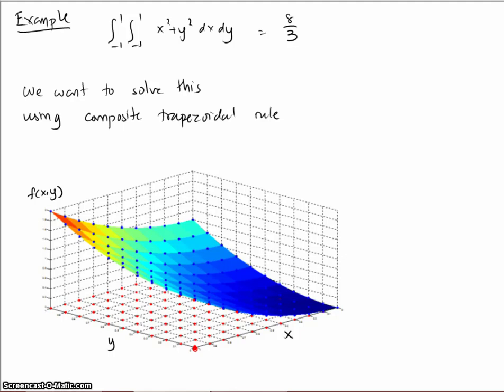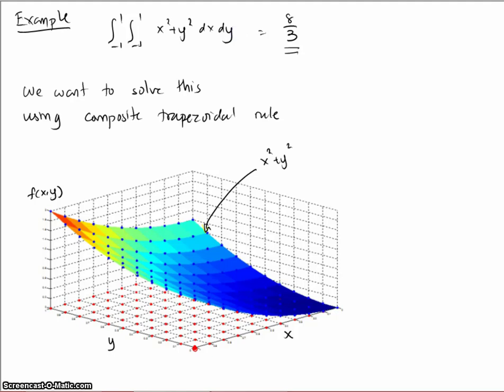Alright, let's say you are asked to do this double integral where the function that you're supposed to integrate is given by x squared plus y squared. So x squared plus y squared can be represented by this surface here. The limits of integral in both x and y are from -1 to 1. If you do this integral analytically, you'll find that the solution is 8/3.